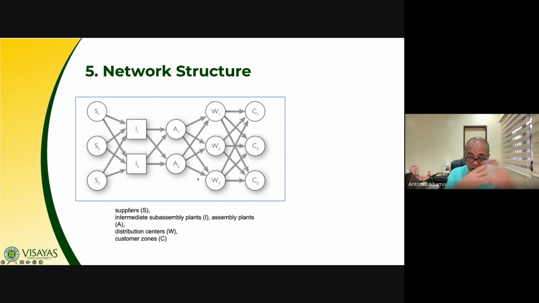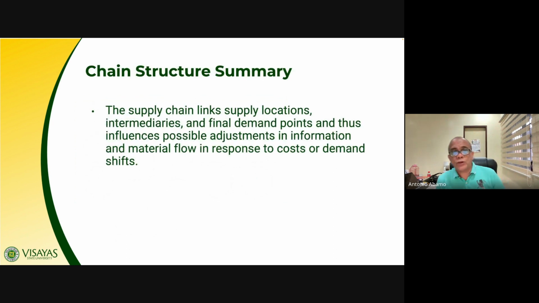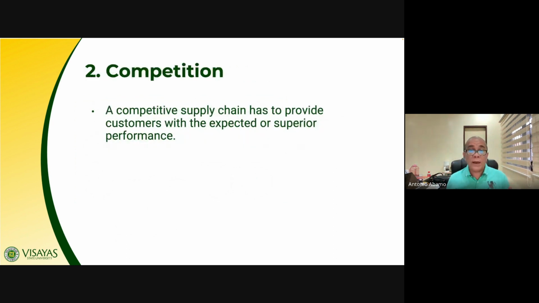Okay, so it's exchanging possible materials and also goods, no? Network, and then you have the chain structure summary. Now, in a chain structure, you also have competition. A competitive supply chain has to provide customers with expected superior performance. That is another C in the supply chain. First is the structure or the setup, and then another is competition.